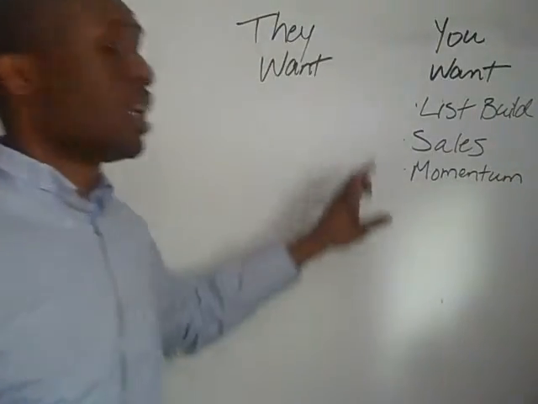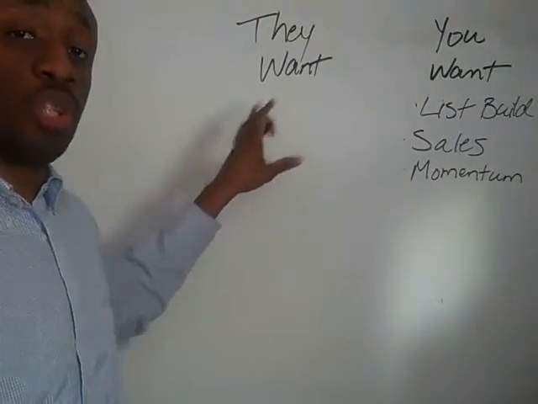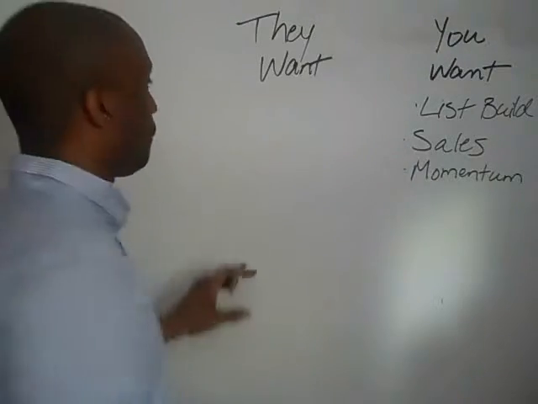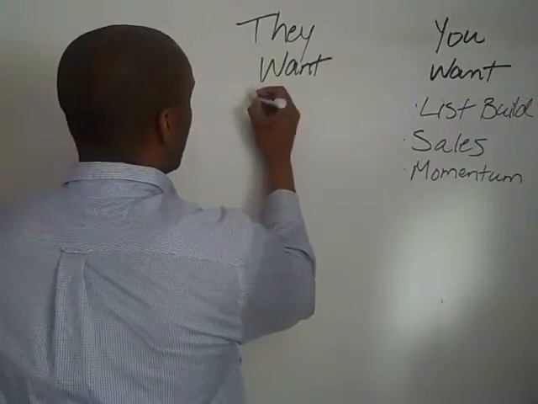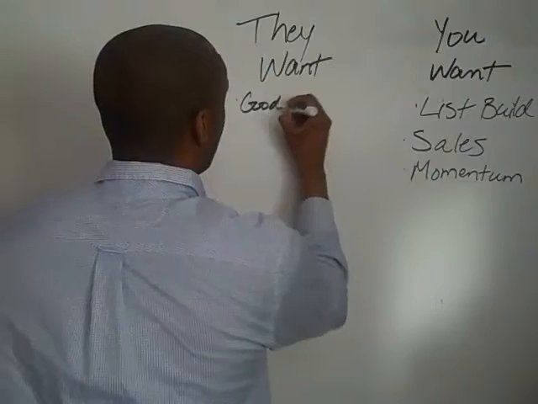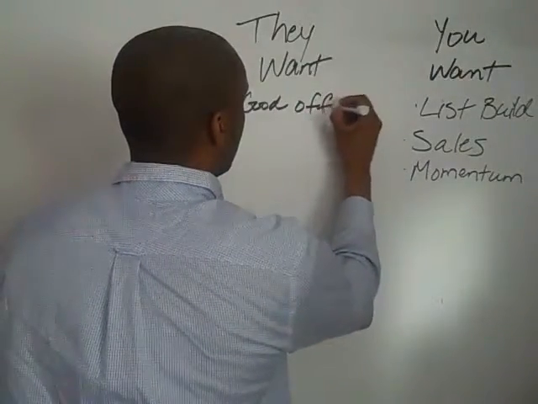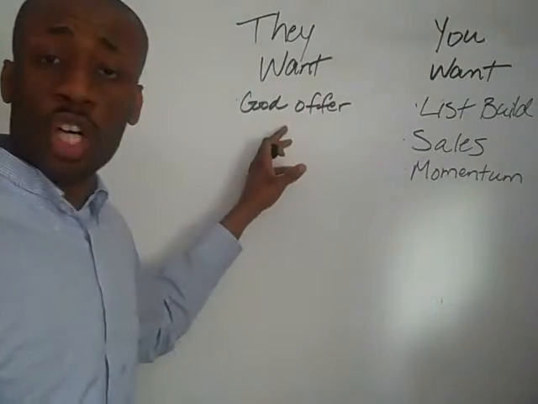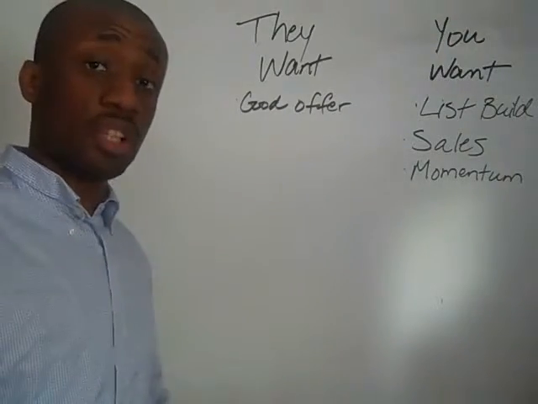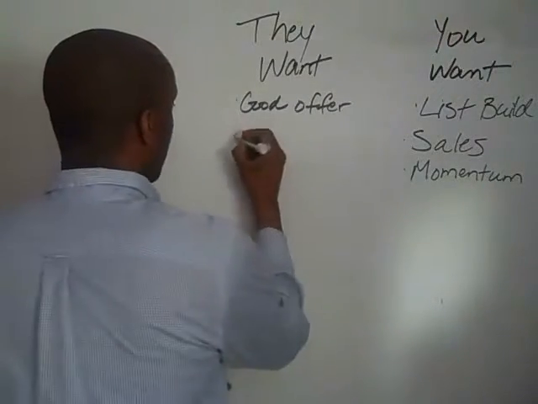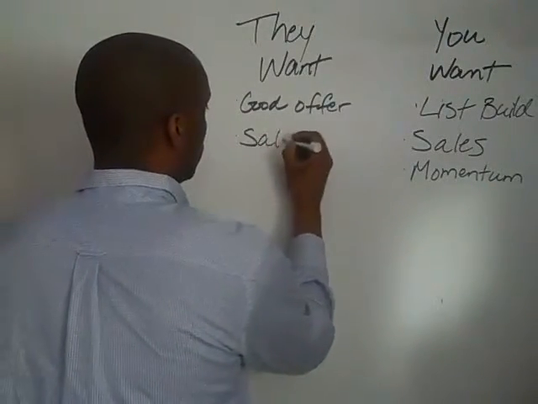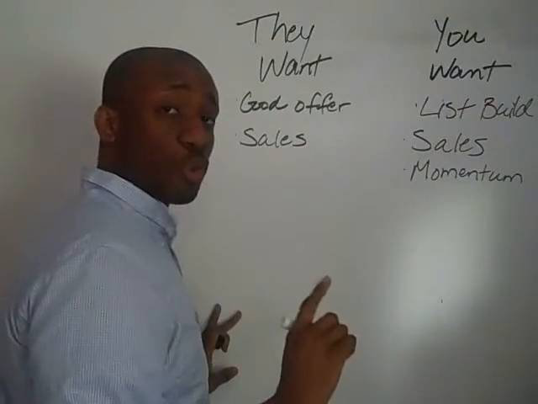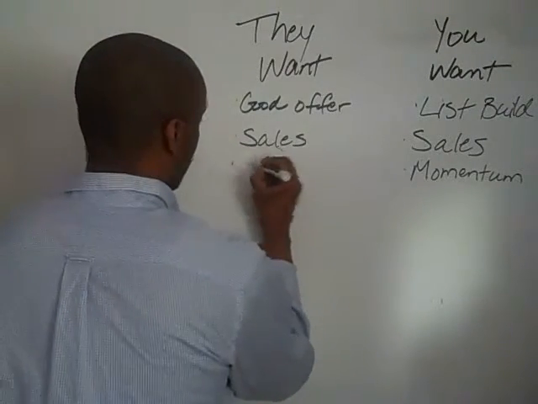Okay. Now, what do your JVs want though? What do your affiliate partners want? Well, they want a good offer. They want to promote a good offer so that they look good in front of their list, right? And they want sales as well. But they also want this process to be easy.